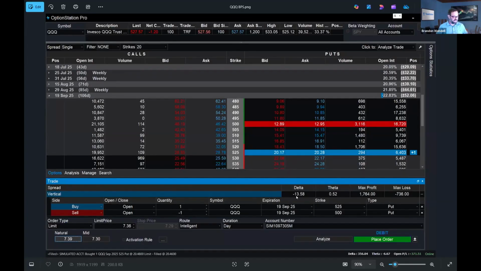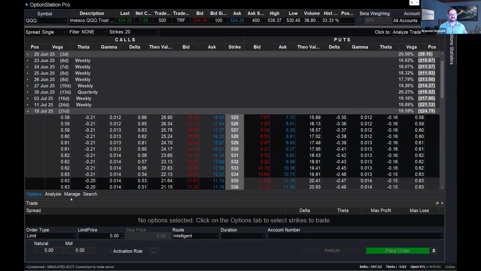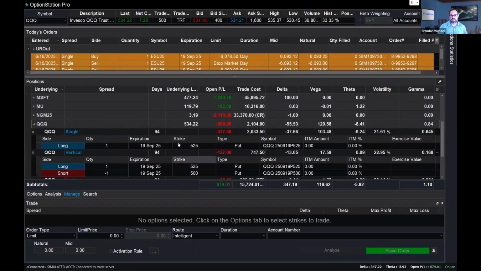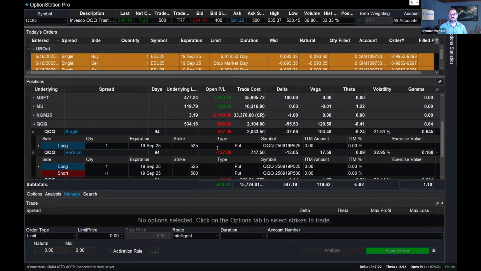So I won't gain as much for every individual point that we move, but I'm also reducing my risk when prices go against me. If we take a look at where we are currently and compare those two positions, there is the bear put spread right there. And I should have kept that open. There we go. The bear put spread, and there's the put. The single put is down $377 currently. The spread is only down $127. I've reduced my risk by $250 right now by doing a spread over doing the individual option.